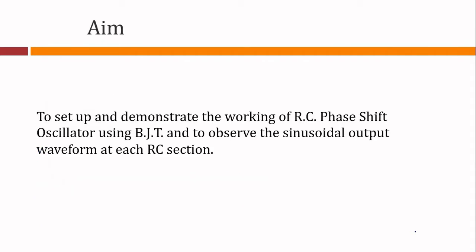So the aim of this experiment is to set up and demonstrate the working of an RC phase shift oscillator using a bipolar junction transistor. Let me remind you, we can get a similar output using an op-amp as well, or for that matter a FET also. And what we need to do is observe the sinusoidal output waveform at each RC section.